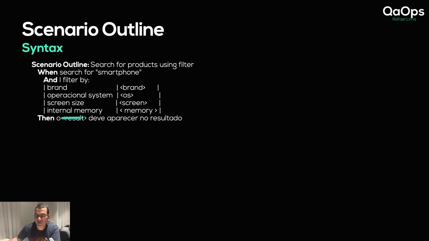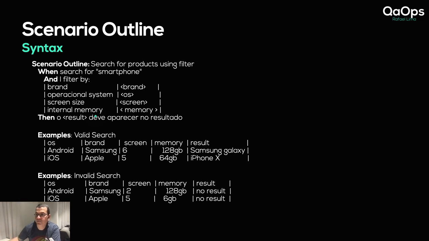The same here in the result. And when I do that, it becomes variables. The values of the variables are in my examples. So I can have as many examples as I want. And here is the actual value, right? So I have a table and I have my variables here, and then I have the values of those variables here.